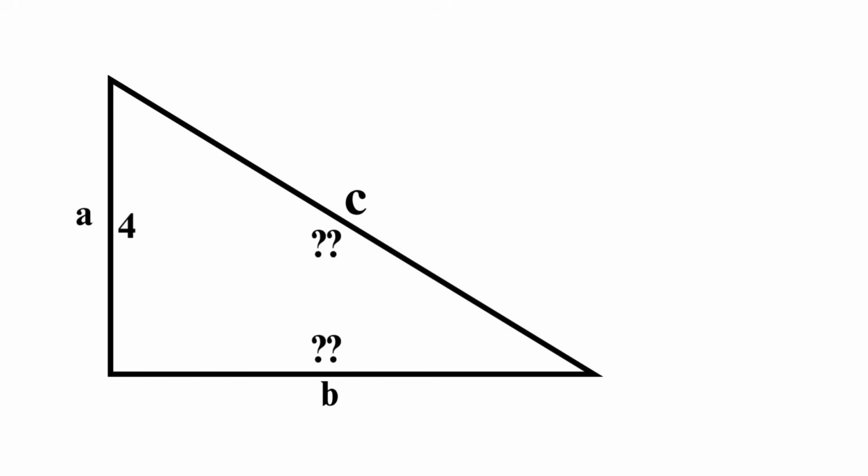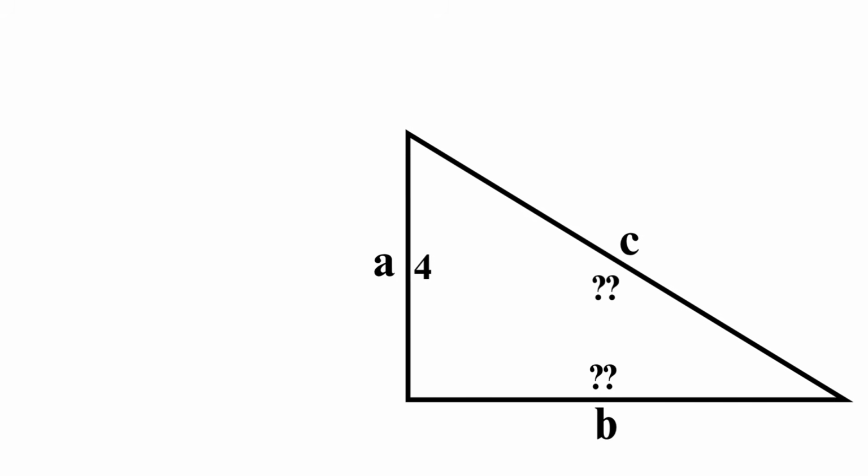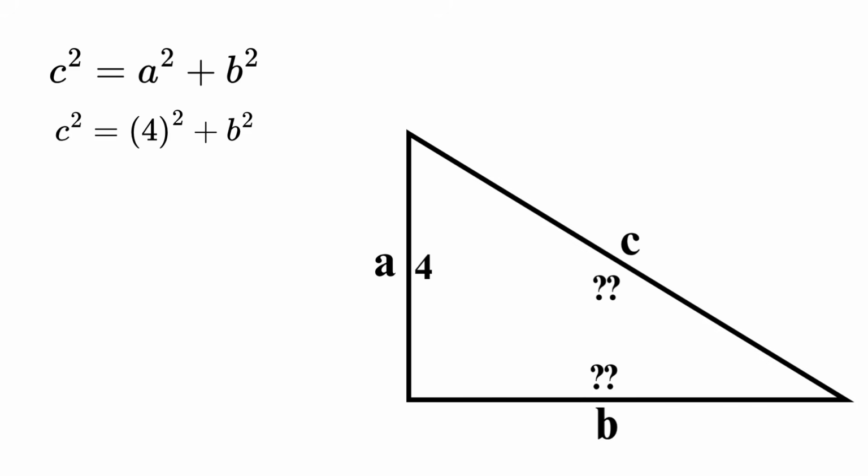Here, we apply the Pythagorean theorem. Now, for any right triangle, the Pythagorean theorem states that c squared equals a squared plus b squared. Here, c is the hypotenuse, the longest side, where a and b are the two legs of the triangle. Let's substitute our known value. We know that a equals 4, so we can write c squared equals 4 squared plus b squared. Now, 4 squared is 16, so this becomes c squared equals 16 plus b squared.